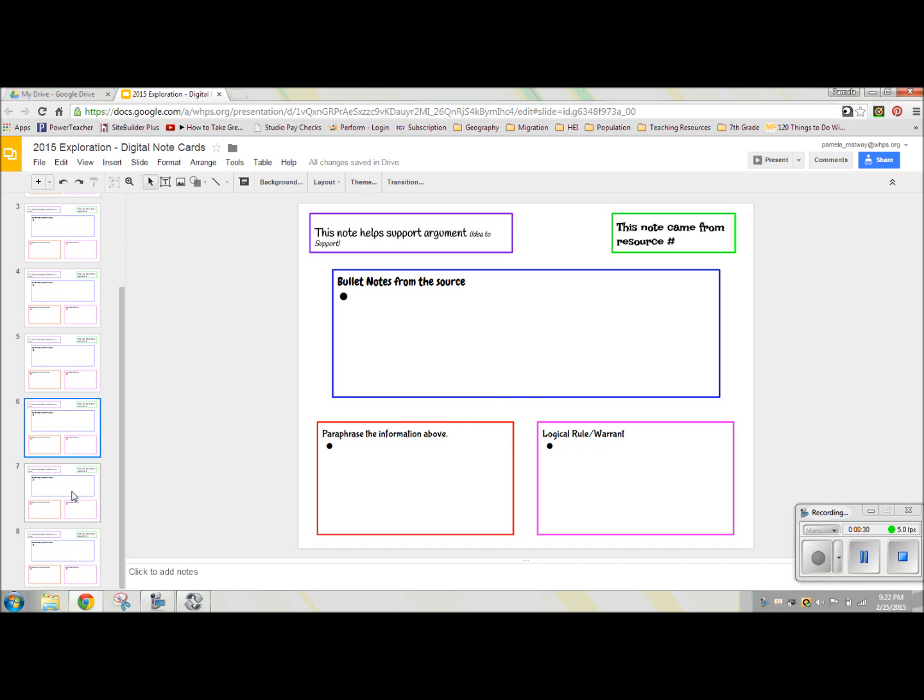If you run out of cards, all you have to do is copy and paste a blank one in, and then you can have as many cards as you need.